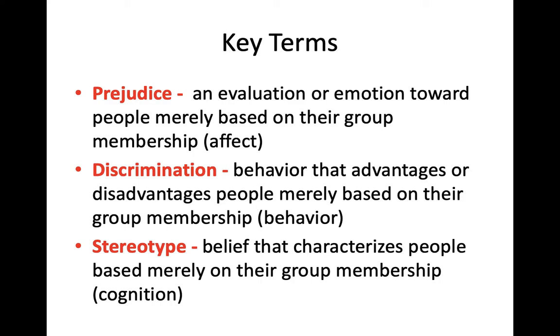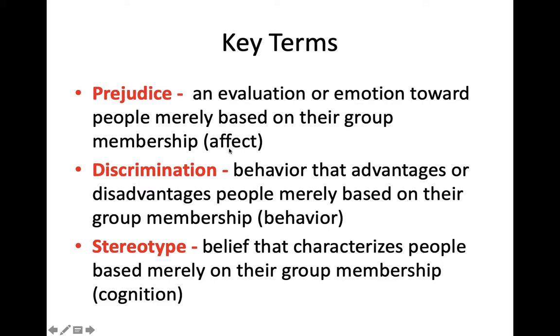So here are the key terms. Prejudice is an evaluation or emotion towards people merely based on their group membership. So this is an emotion or an affect. Discrimination is behavior that advantages or disadvantages people based on their group membership. So discrimination is a behavior. And then a stereotype is a belief that characterizes people based merely on their group membership. So that's a cognition.